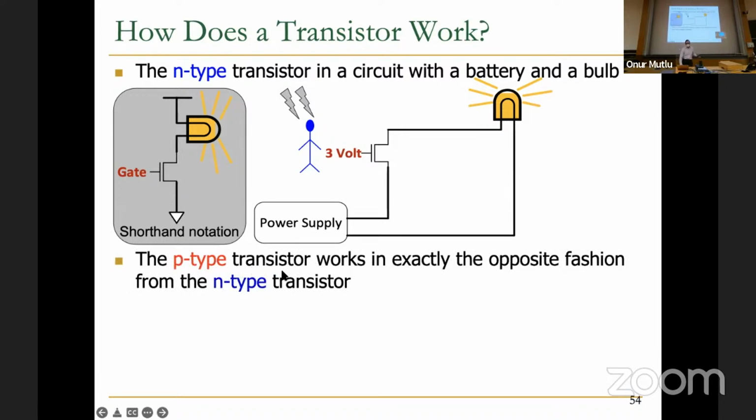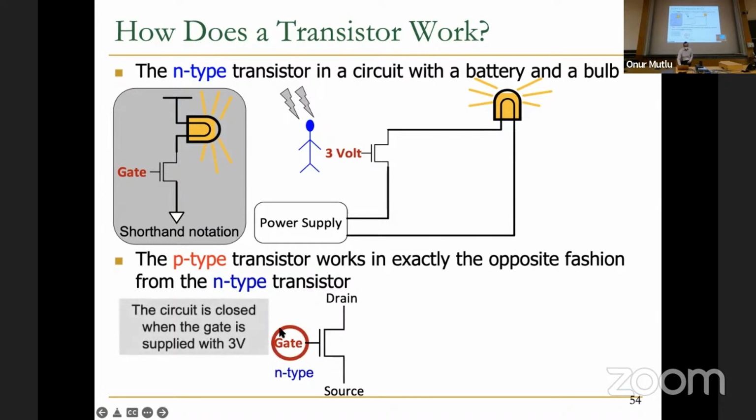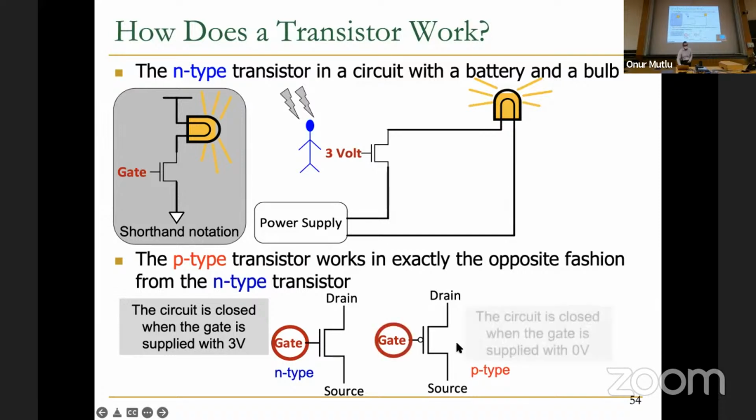And the P-type transistor, okay, this was N-type. Now I'm going to confuse you a little bit. P-type works exactly the same way, except with opposite voltage levels. I should say it that way. So this was the N-type transistor. In order to make it a closed circuit, you need to apply high voltage. P-type transistor, in order to make it a closed circuit, you apply low voltage to it. So if you apply 0 volts to it, it acts like a wire.